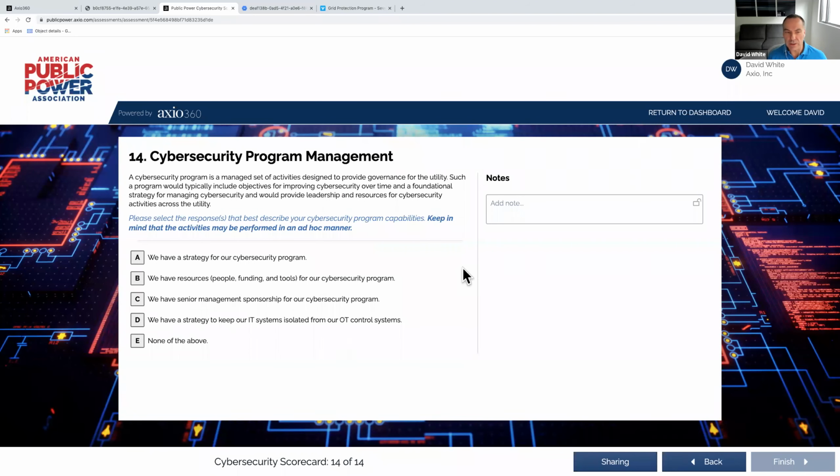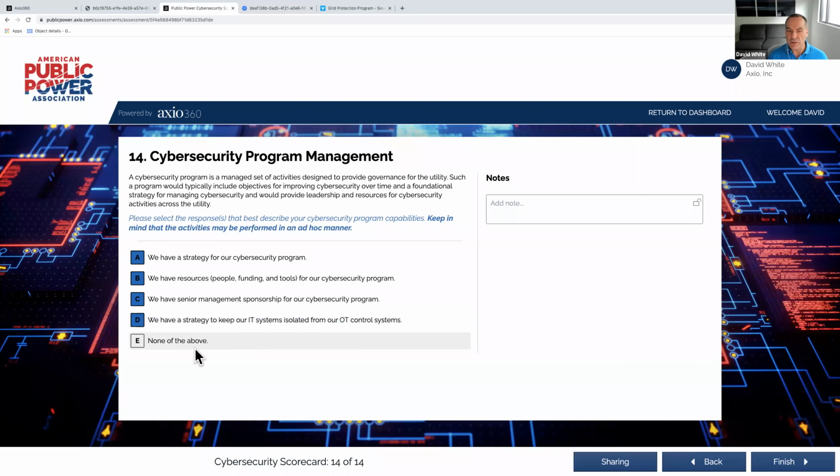And then the final question here is on cybersecurity program management. Do we have a strategy for our program? Do we have resources for our program? Do we have senior management sponsorship for our program? I know in most organizations, without senior management sponsorship, it's really difficult to get anything to happen in a reliable or repeatable way. So that's a critical element that we address in this question. And then, do we have a strategy to keep our IT systems isolated from our OT systems?